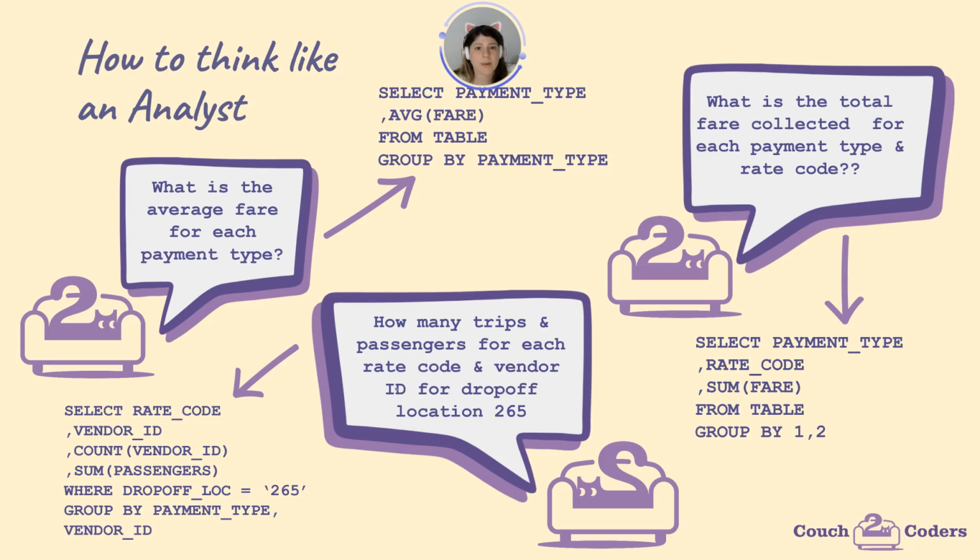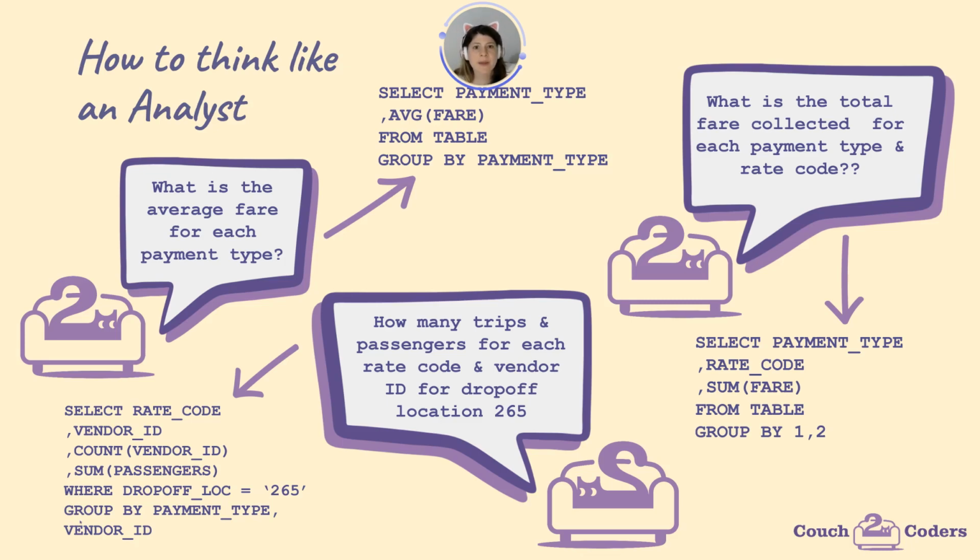We also want to zero in on our data, and we only want to look up drop-off location 265. So for that, after we do our select rate code, vendor ID, count our vendor ID for our total trips, sum our passengers, then we add in our where clause, where drop-off location equals 265, and then we do our group by. And this is something I haven't explicitly said before, but in the SQL coding language, your group by goes after your where. So it's select, from, where, group by.